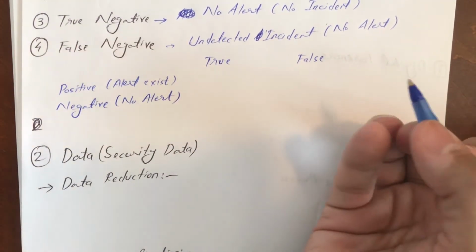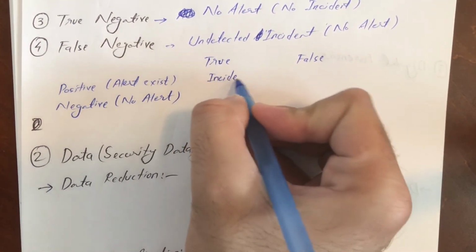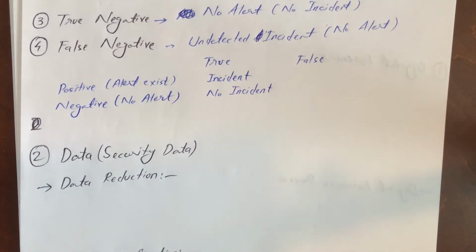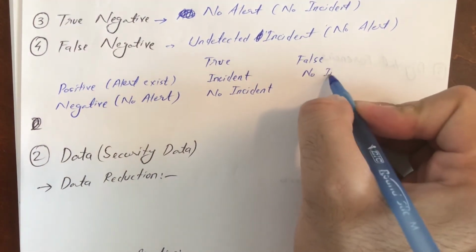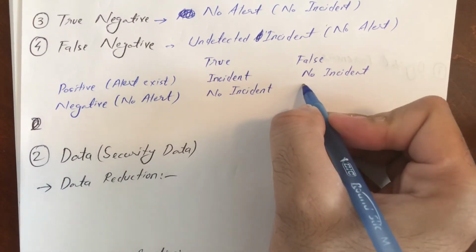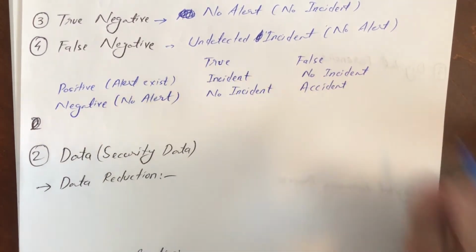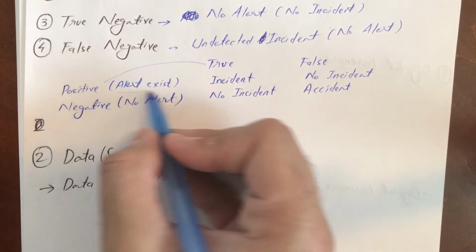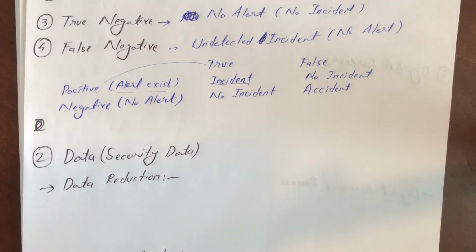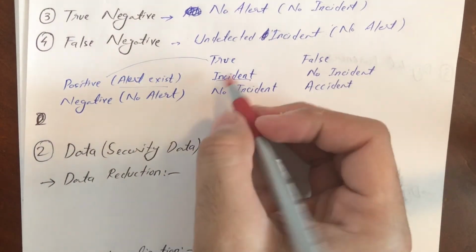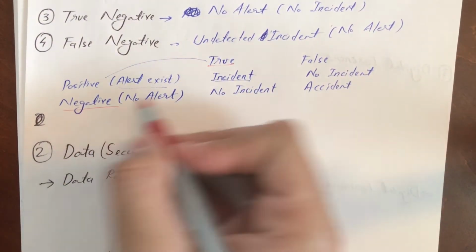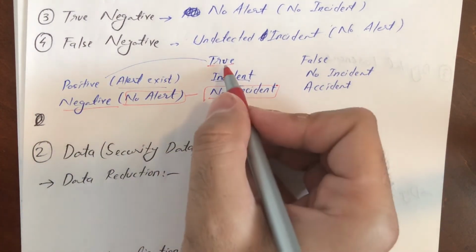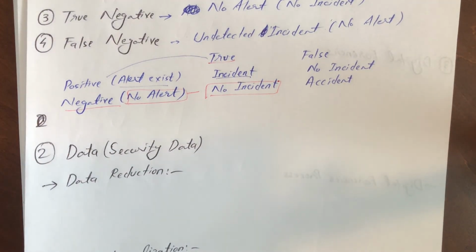There could be two conditions: incident happened or no incident, like 1 or 0. Now if you map them all, true positive means an alert exists and an incident happened. It means we got an alert and it was true. Second, true negative means there was no incident, and of course no alert. So no alert, no incident, which means you are 100% safe, nothing really happened.